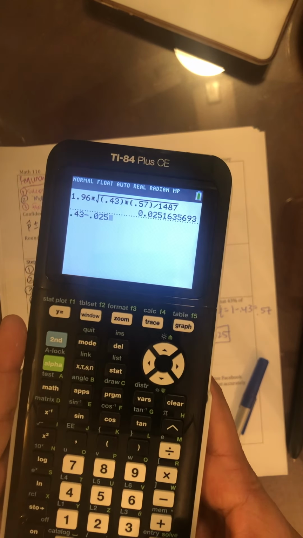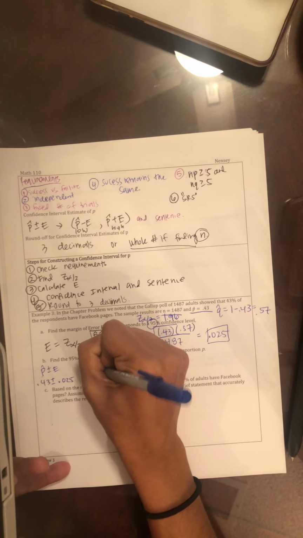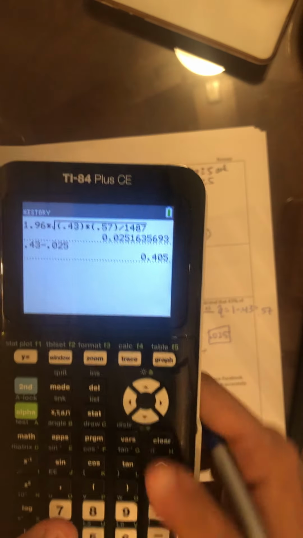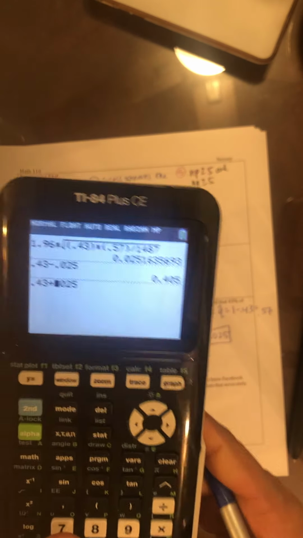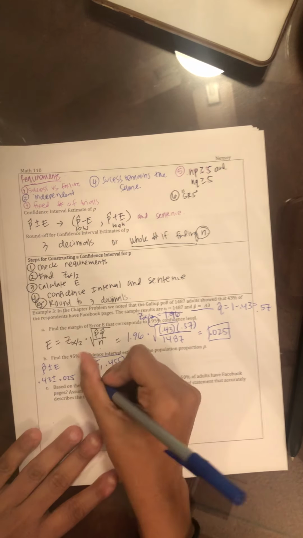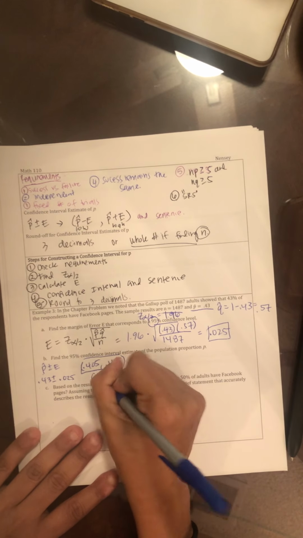So this is going to be the lower one because it's a minus. And again, 3 decimal places, which is what it gives me. So 0.405. And then a little cool trick is if you actually move up and highlight it, you can change this to a plus sign, or you could just add it up together, and you get 0.455. Okay. So this right here is your confidence interval.